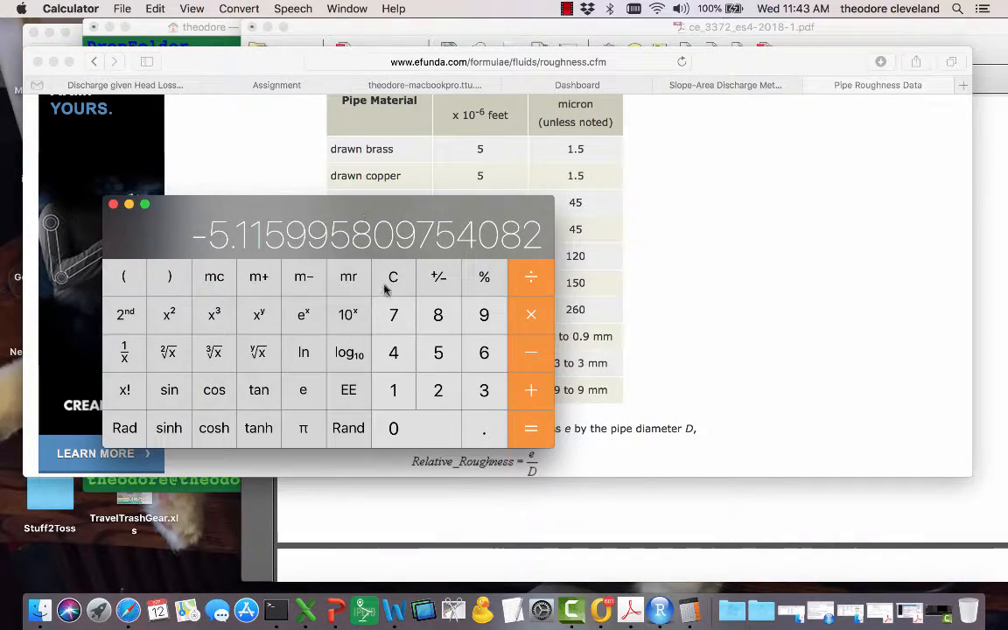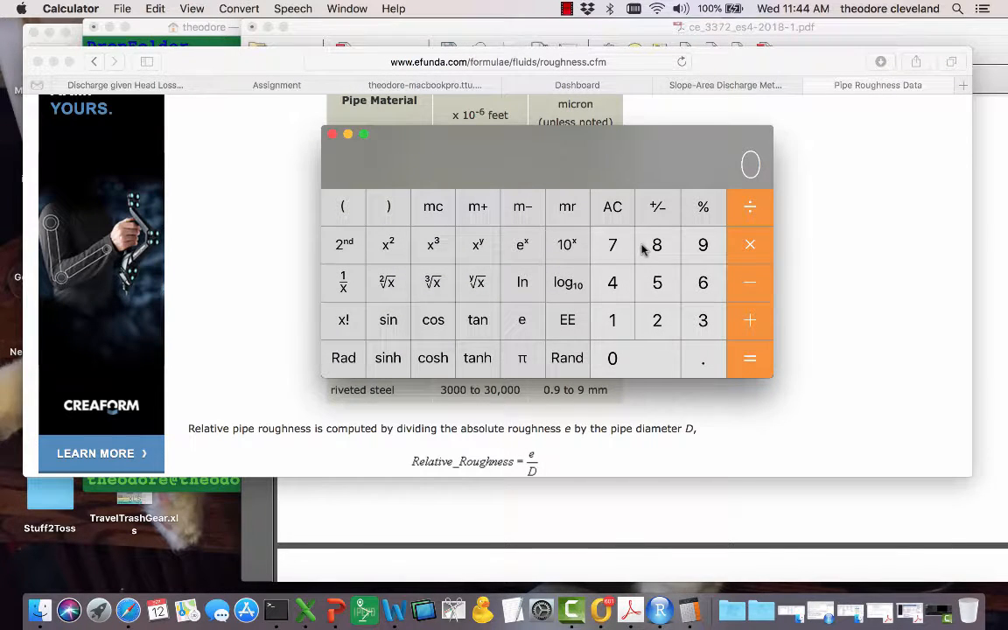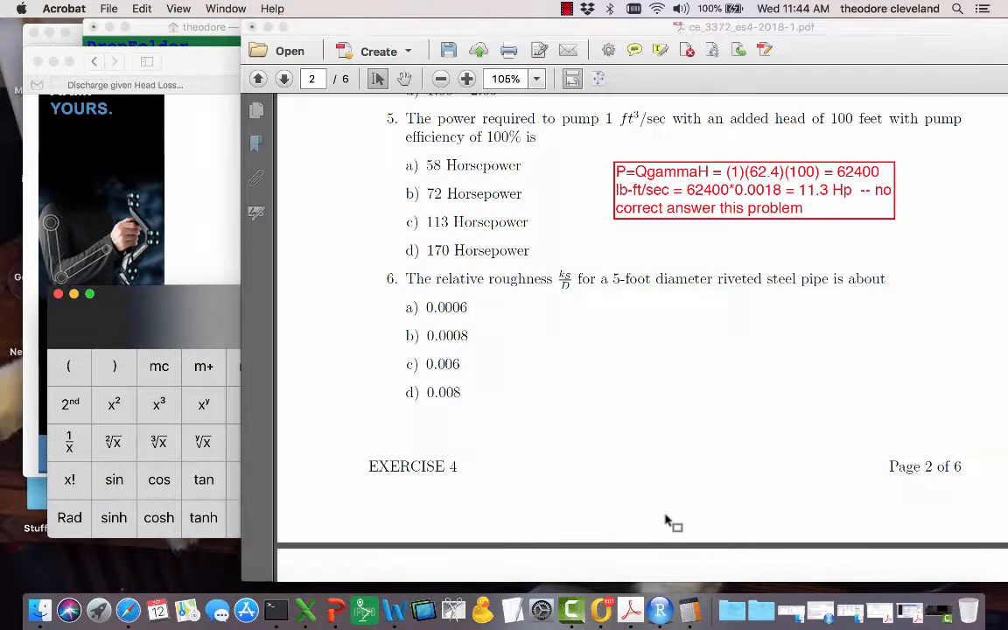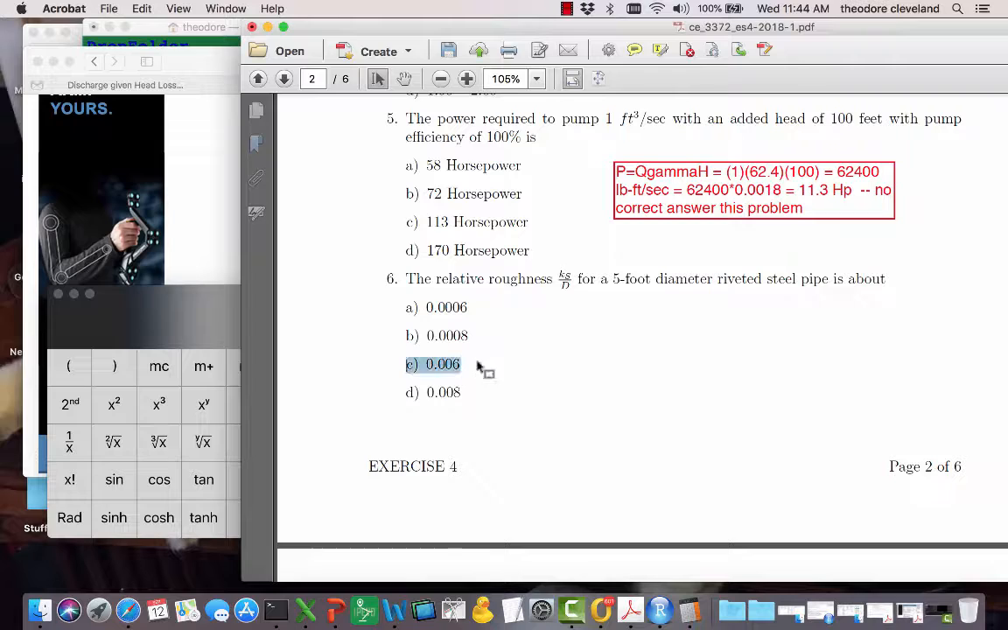So we now need to convert that. So it's 30,000 times 10 to the minus 6 feet, equals 0.03 is the roughness height, and relative roughness is that value divided by the diameter. So we divide that by 5, press the equal sign, 0.006, so the correct answer is C.